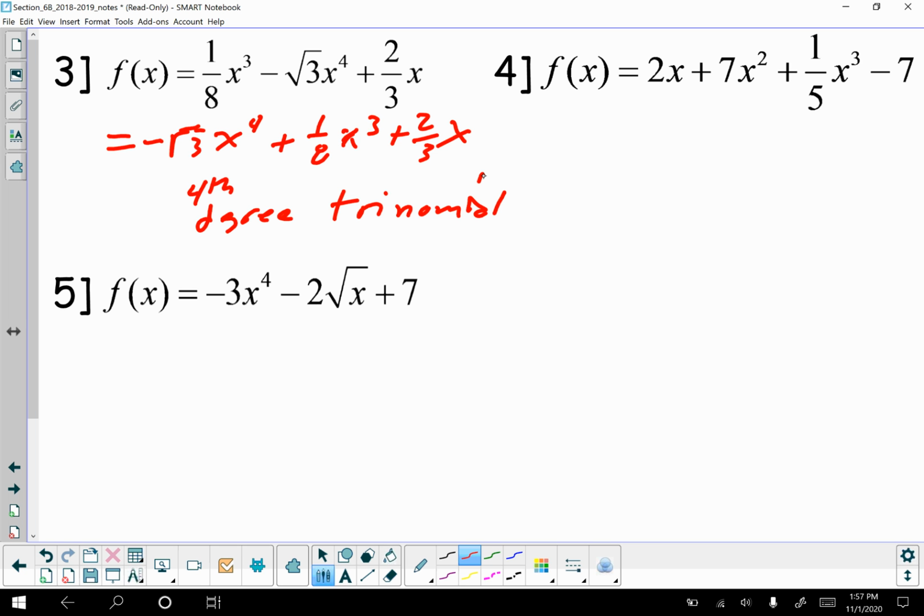Okay, and again, this one is going to be a polynomial. So I have that to the 3rd. That was my highest exponent. Then 7x squared plus 2x minus 7. So this is a 3rd degree polynomial.